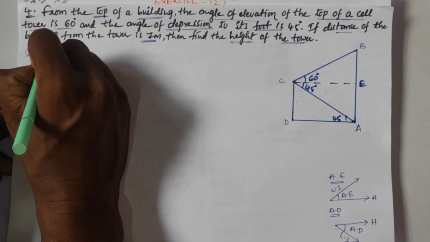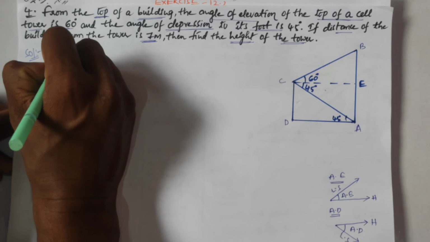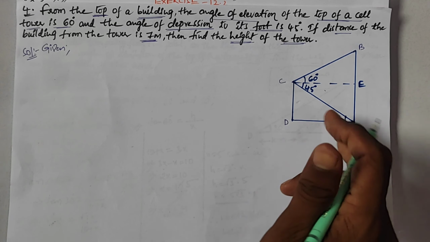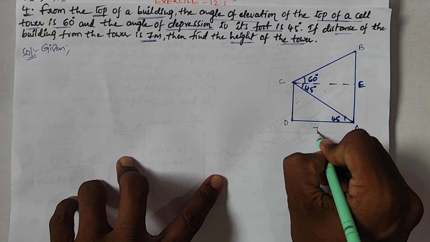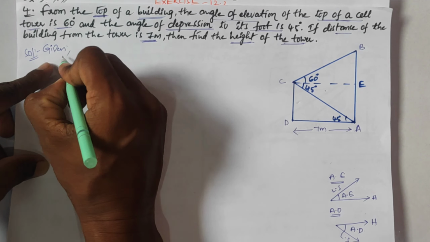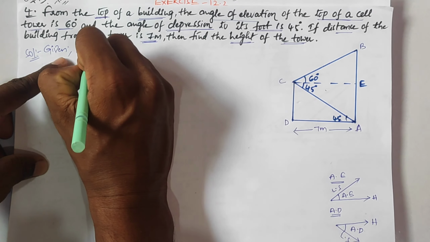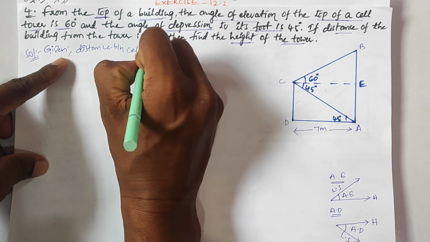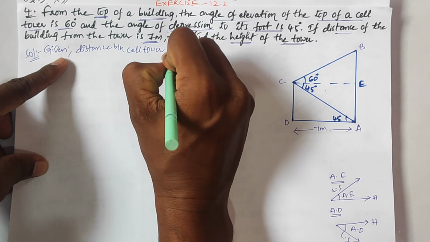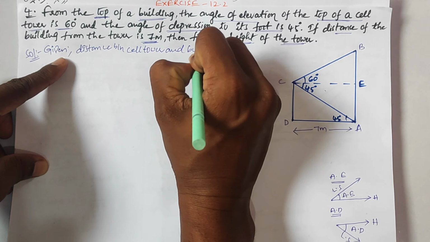Solution. Given: first, what is given? The distance of a building from the tower is 7 meters. Given: distance between the cell tower and building.